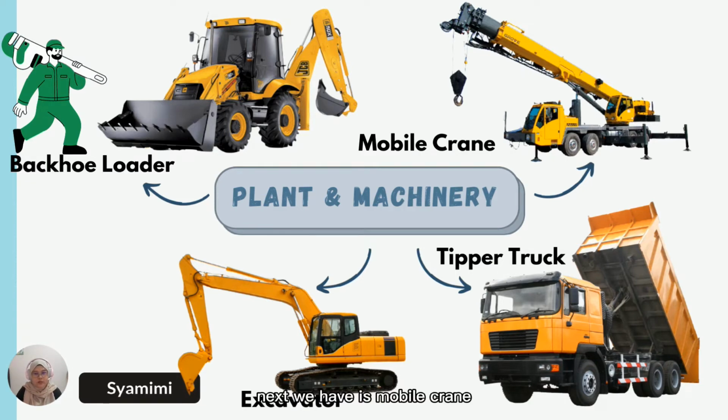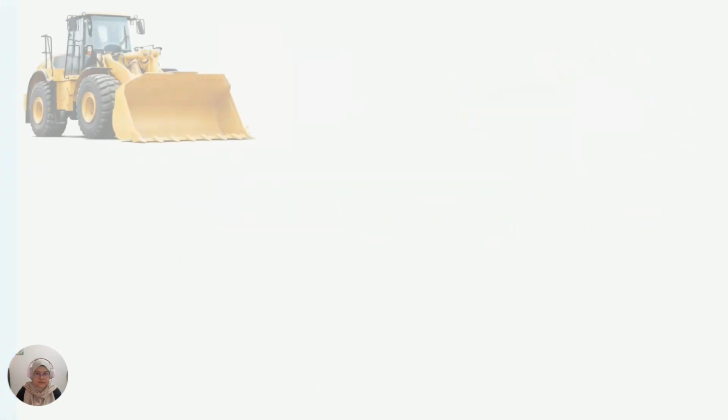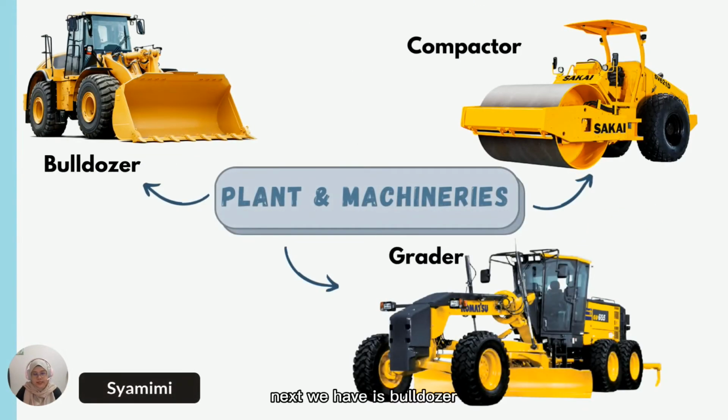Next we have the mobile crane. So the mobile crane is used to lift any components of water reticulation such as the pipes or even the precast concrete works. Next we have the bulldozer. So a bulldozer is a tractor unit with a blade attached to its front. The blade is used to push, shear, cut and roll materials ahead of the tractor.